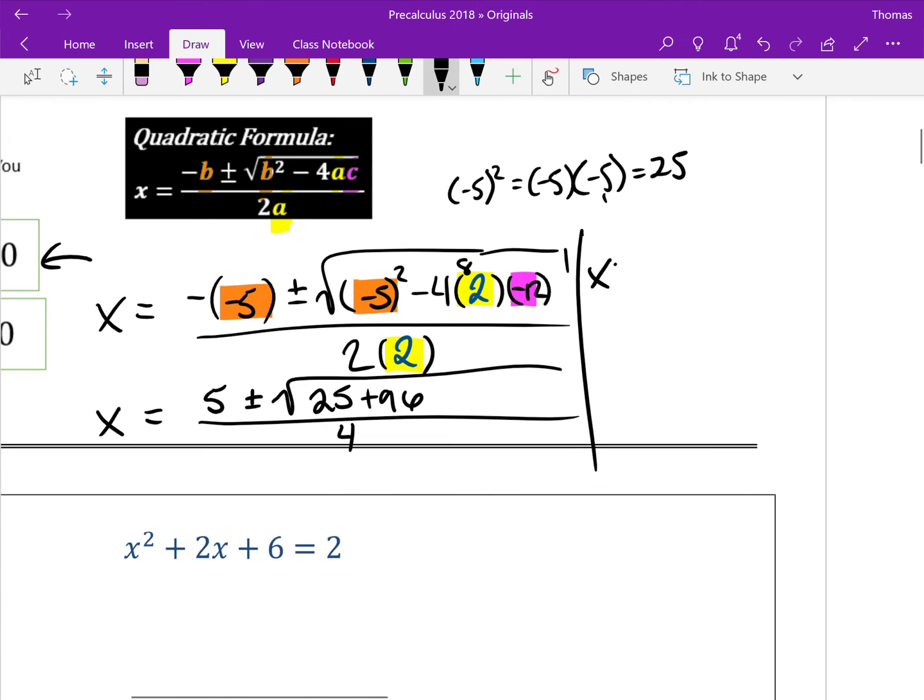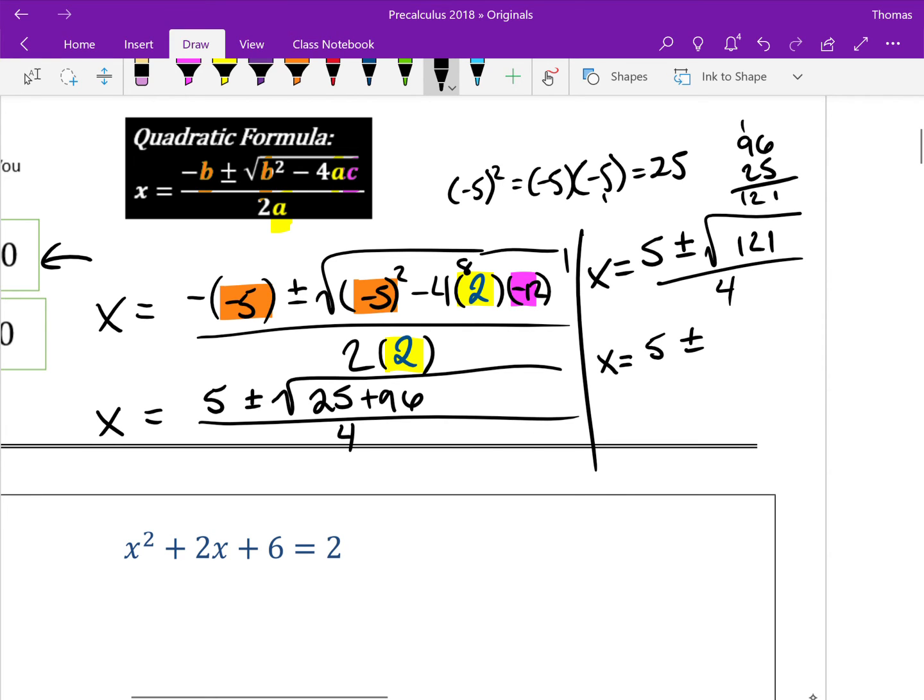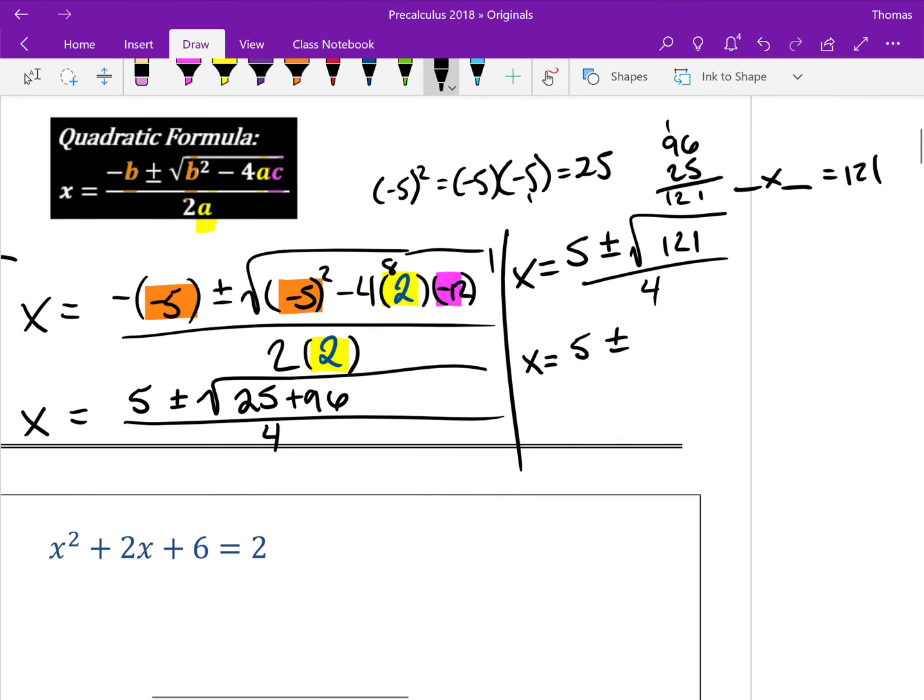We still have x equals 5 plus or minus the square root of 96 plus 25, 121, all over 4. So we get x equals 5 plus or minus. Now this is the square root of 121. Remember, square root is asking us what number times itself gives us 121. If we want to check, I happen to know it's 11. We can check on a calculator though. So that's 11 all over 4.